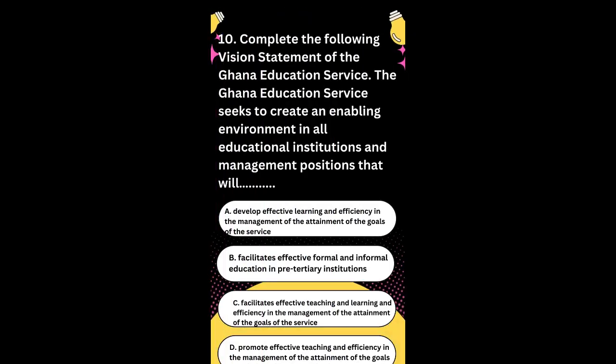10. Complete the following vision statement of the Ghana Education Service. The Ghana Education Service seeks to create an enabling environment in all educational institutions and management positions that will A. Develop effective learning and efficiency in the management of the attainment of the goals of the service. B. Facilitates effective formal and informal education in pre-tertiary institutions. C. Facilitates effective teaching and learning and efficiency in the management of the attainment of the goals of the service. D. Promote effective teaching and efficiency in the management of the attainment of the goals of the service.